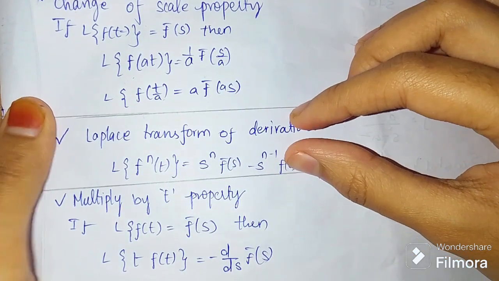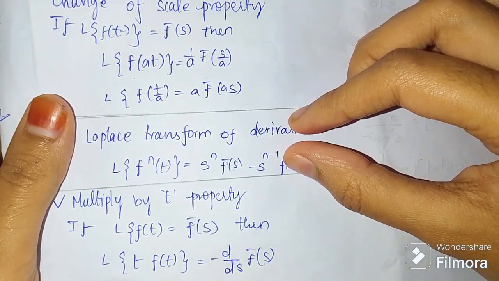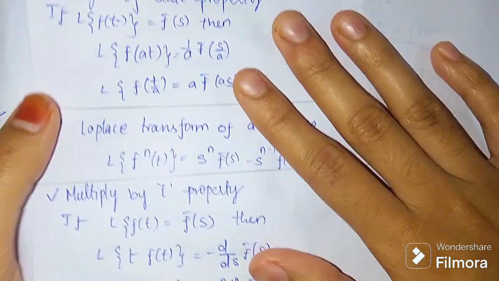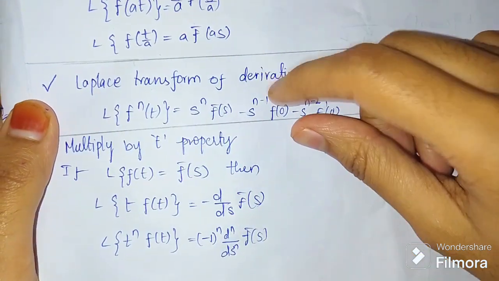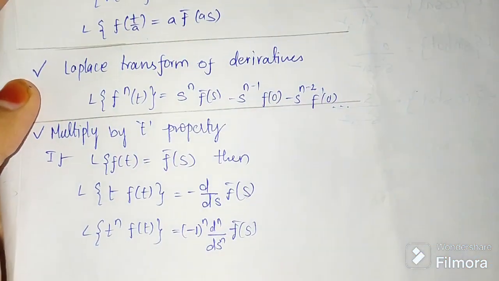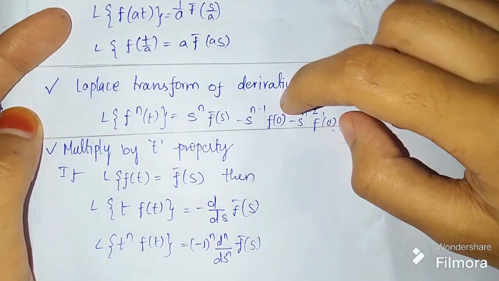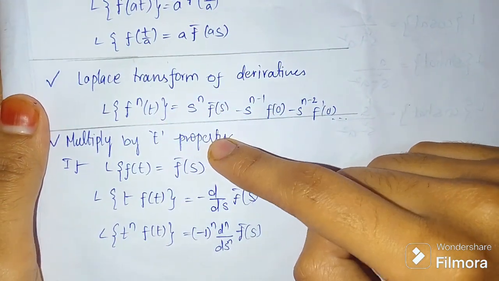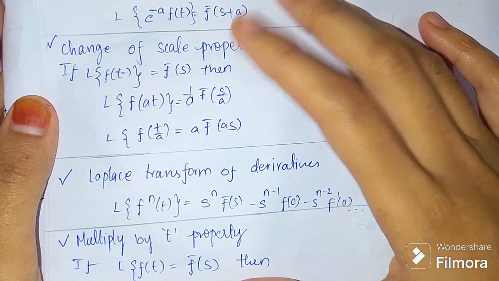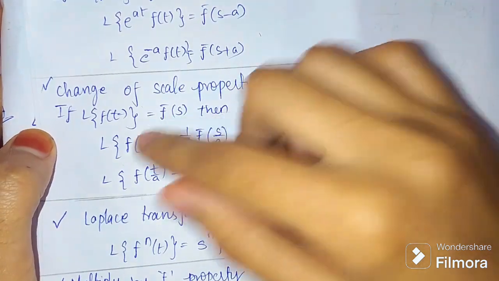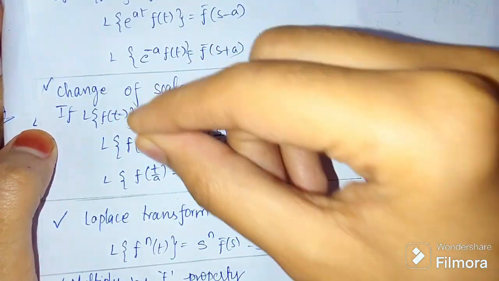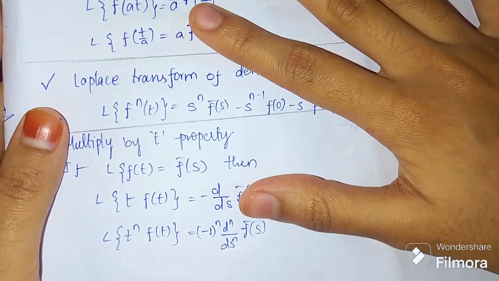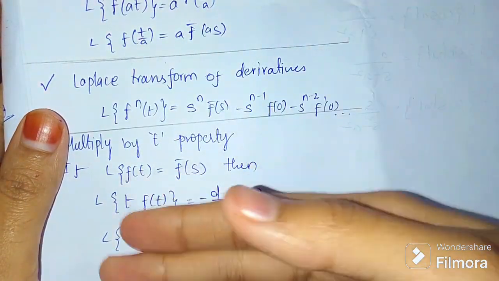This you can remember later or write later. This will be used in applications, not now. It is very important for the last topic, where anyway we are going to study this. Now focus on this: multiply by t property. Don't get confused with change of scale property. In change of scale, any constant is multiplied inside, but here t itself is multiplying outside.